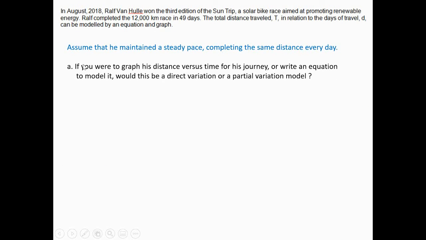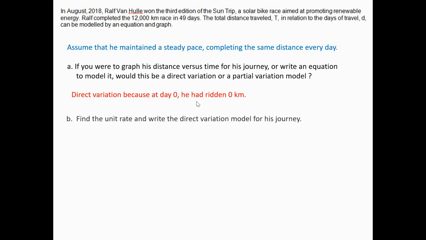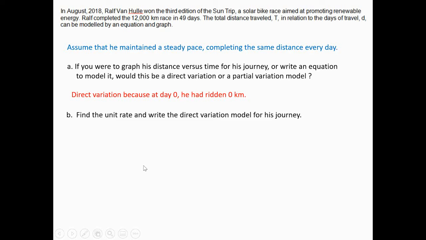So first step, assume he maintained a steady pace. Of course, paces change, but if you were to represent his journey with a steady pace, completing the same distance every day, and you were to graph this distance versus time of his journey, would this be direct variation or partial variation? Well, it would be direct because at day 0, he had ridden 0 kilometers, right? He has done nothing when it's 0. So we have that y-intercept of 0. So now find the unit rate. In other words, the slope. What is that slope as a unit rate? And then write the direct variation model. So what is the slope? And then what is the equation?